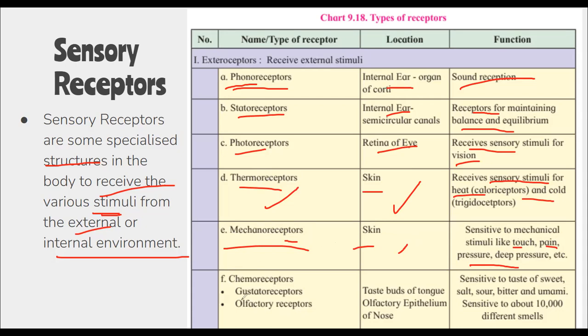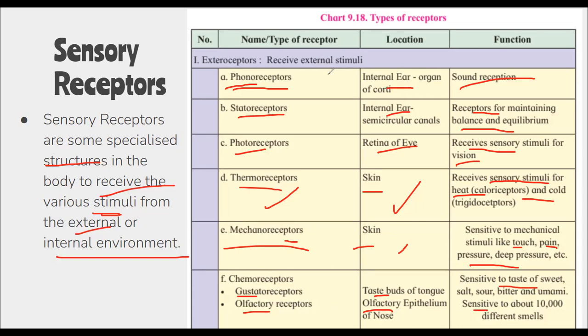Then chemoreceptors are two types: gusto and olfacto. Gusto is for taste and olfacto is for nose. So gusto receptors will be present in the taste buds of your tongue, and olfacto receptors will be present in the nose. This we have discussed time and again. Taste buds will give you sensitivity to the taste of sweet, salt, sour, bitter, etc. And the nose is sensitive to different types of smell.